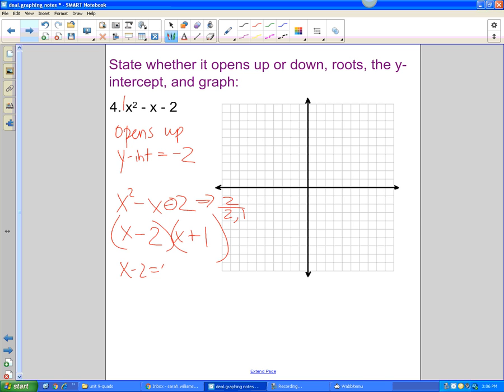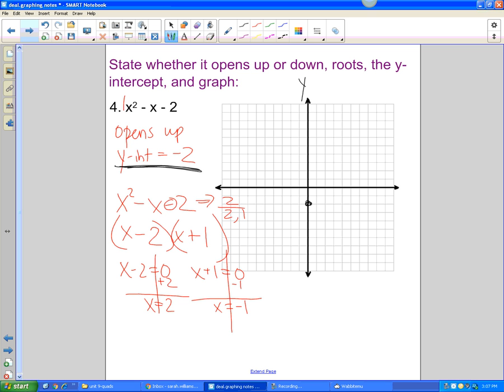Now we're going to set them both equal to 0. Draw my line, and you're going to add 2. So x equals 2. Subtract 1. X equals negative 1. All right, let's put that on the graph. We'll put negative 2 on the y to start with.